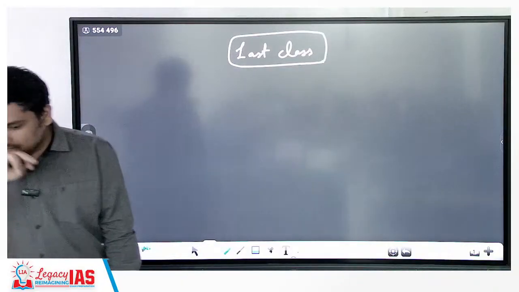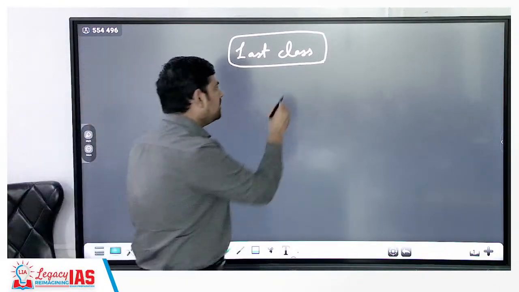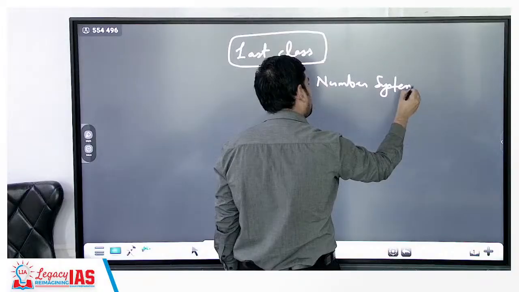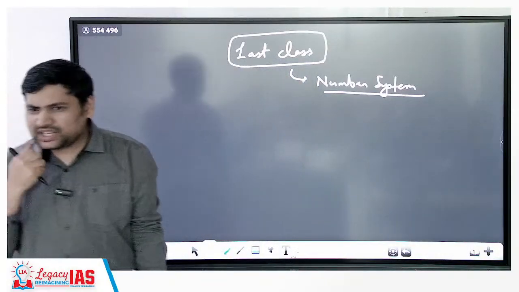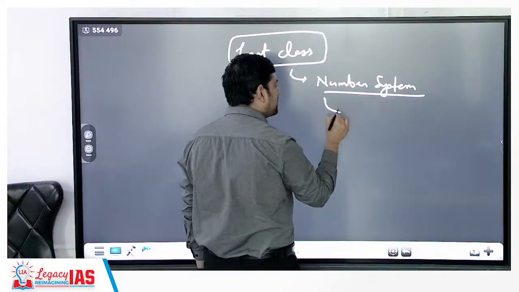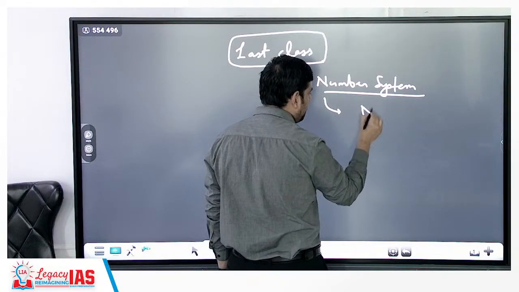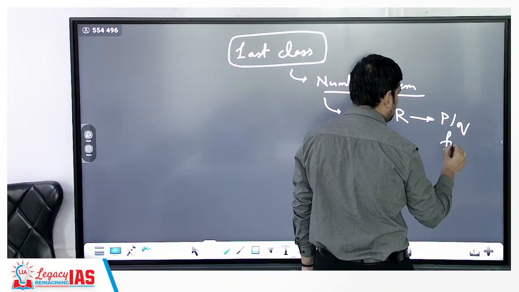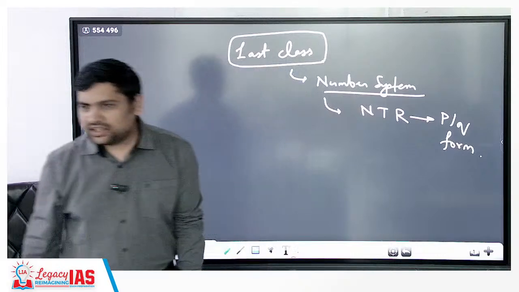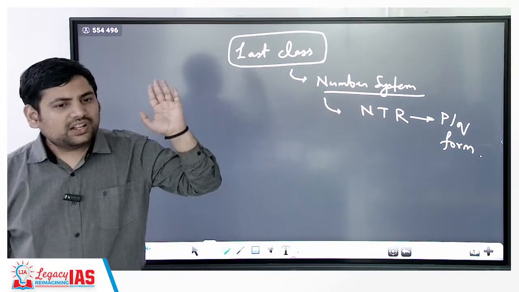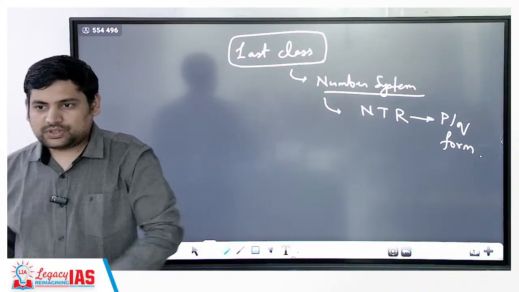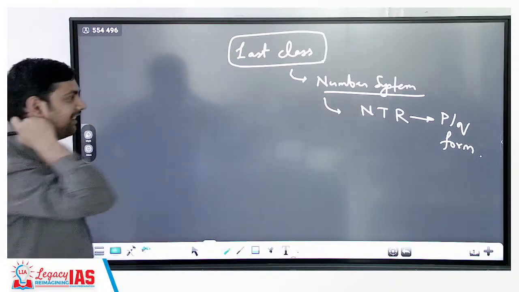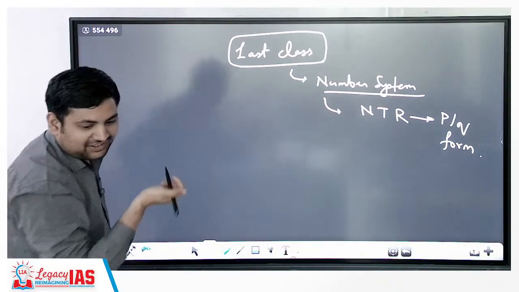So last class we had started with number system. Very basic of it. We saw one type of question mainly, that is conversion of non-terminating repeating decimal to P by Q form. This is the main thing that we had seen, and of course the classification of natural numbers, real numbers, and those. Now I gave you some homework that you have done. What answers are you getting?